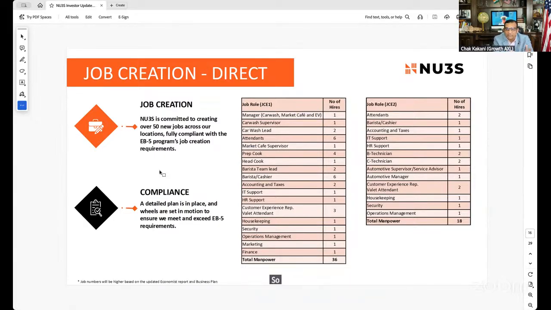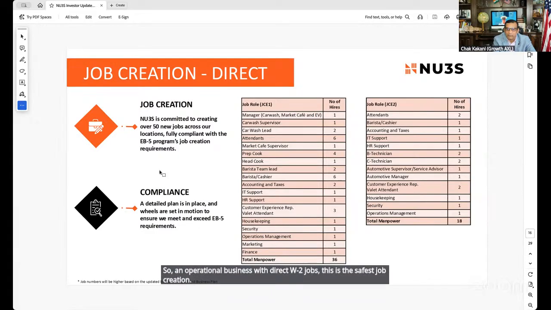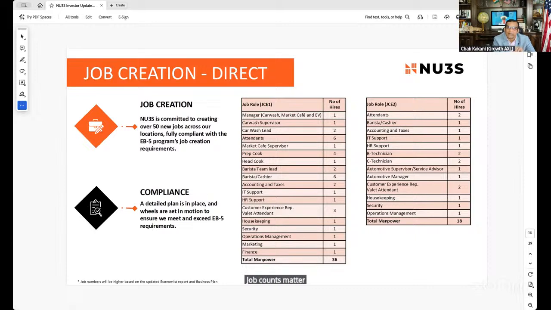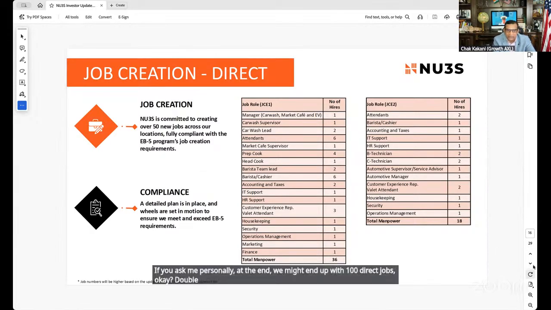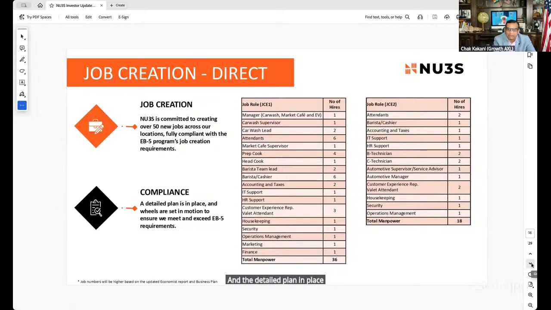So an operational business with direct W2 jobs, this is the safest job creation. Job counts matter because that impacts I-829, removal of conditions viability, right? These aren't theoretical jobs. It's payroll-driven job creation because Nutris is committed to creating over 50 new jobs. I think we are underestimating. If you ask me personally, at the end, we might end up with 100 direct jobs, okay? Double that or even triple that. But let's be conservative. And with the detailed plan in place, wheels are already in motion, we meet and exceed EB-5 requirements with this kind of project.